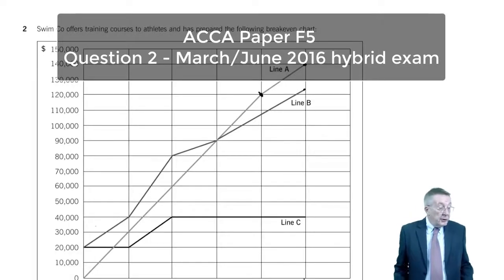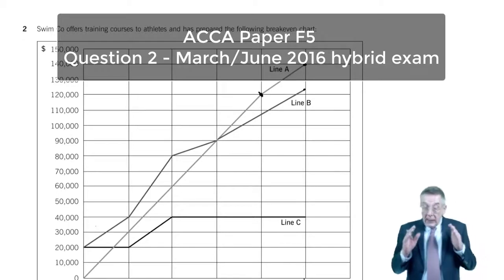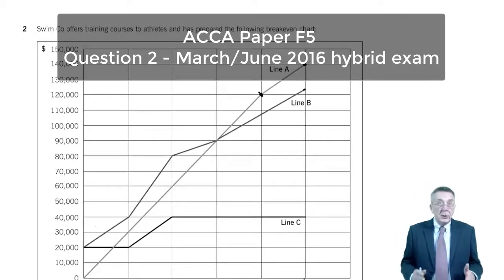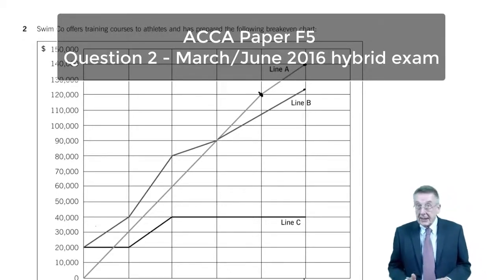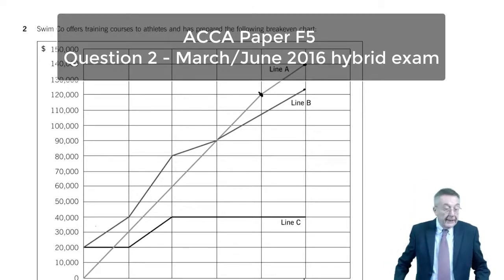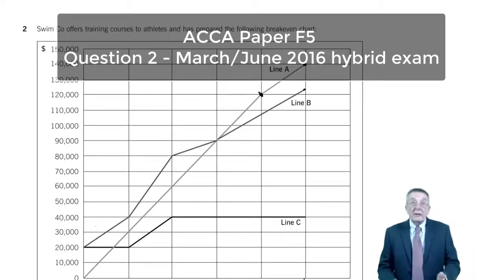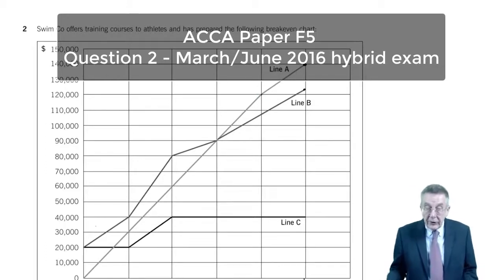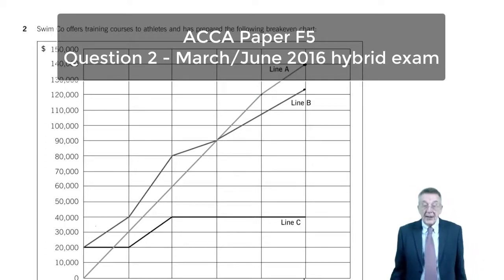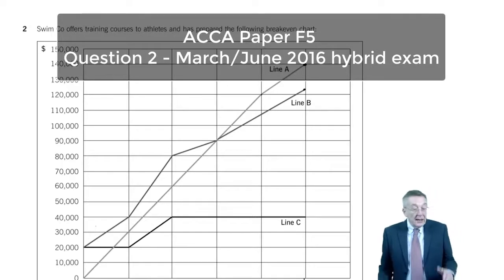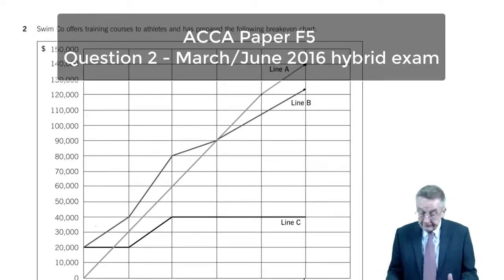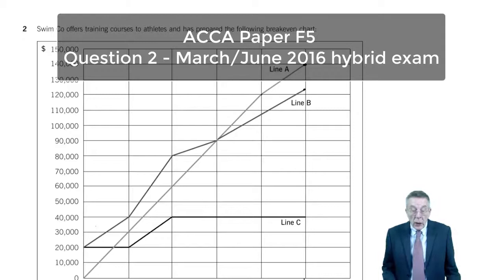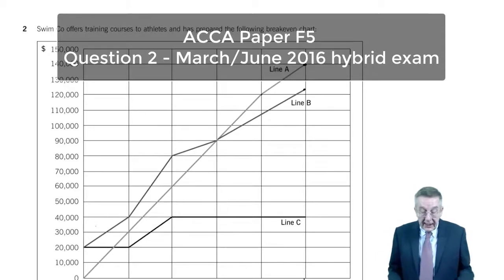All right, I'm going to work through question two from the March-June 2016 hybrid exam for paper F5. And it's question two, so although I've got the question on the screen, I think it would be as well if you had printed it out from the ACCA website. It's only a 10-mark question, so it shouldn't take us too long. But let's just have a look through what's asked.